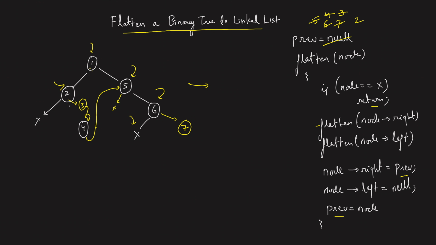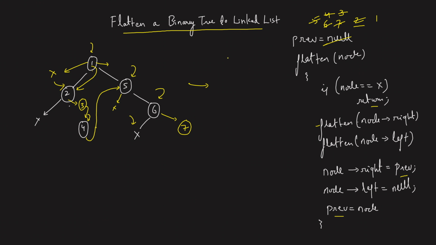1 says my right should be pointing to the previous. That's 2. So 1's right now points to 2. That's the right node that's pointing to 2, and its left points to null. So ultimately if you rewrite this, now this is over. The next time the previous will be 1 and it's over.